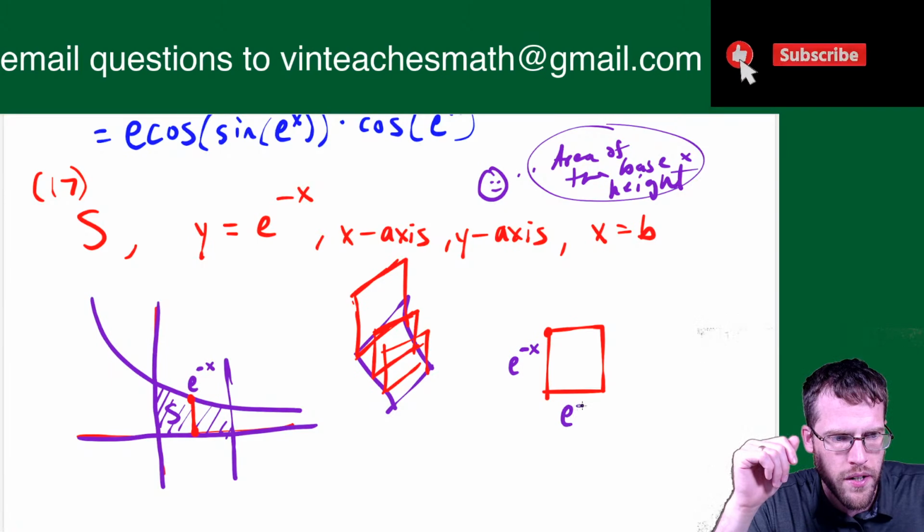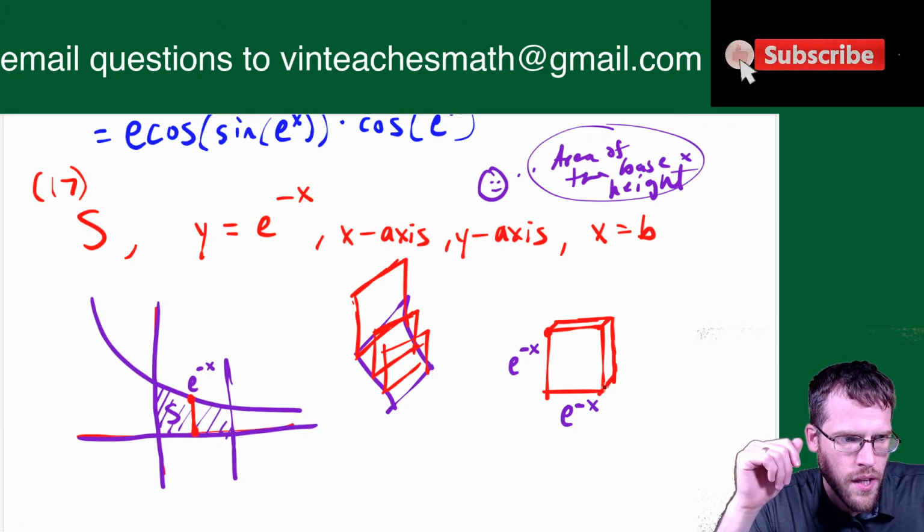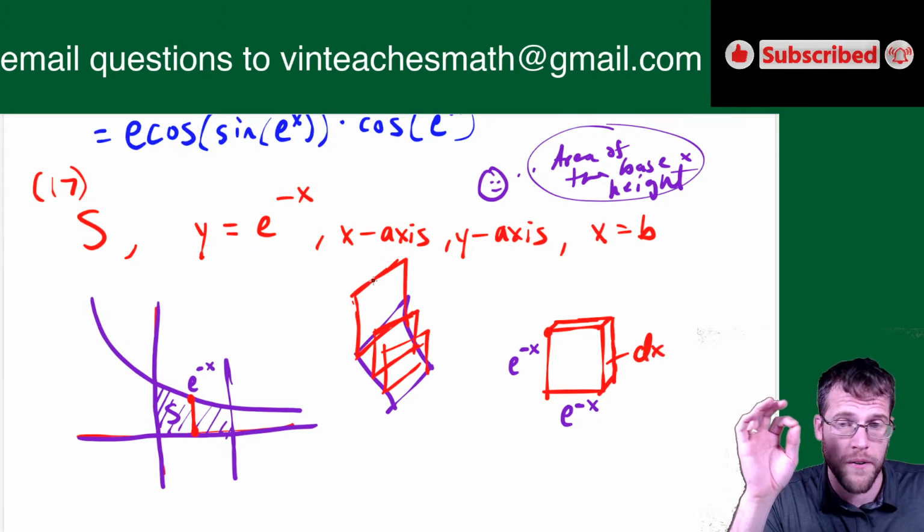But since it's a square, everything's e to the minus x. And then the thickness of one of these, it's kind of like a Riemann sum concept, is just dx. These are supposed to be infinitesimal, super, super thin.